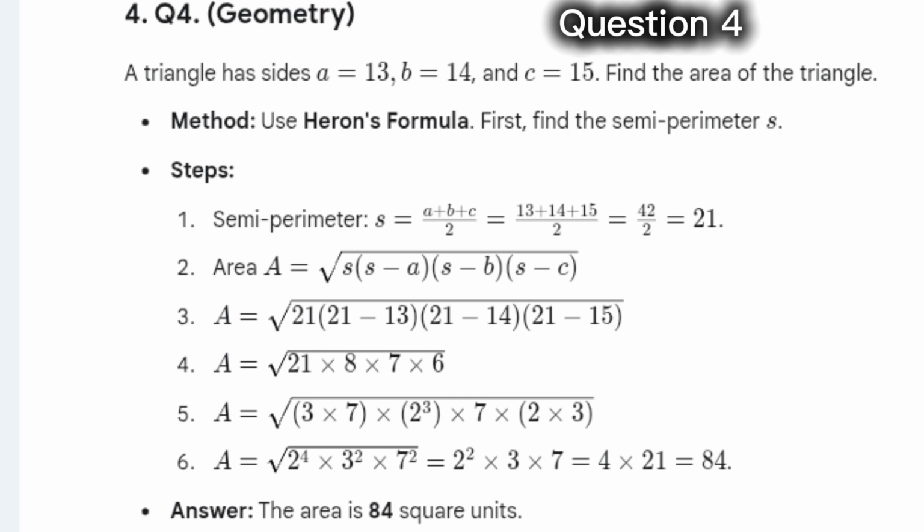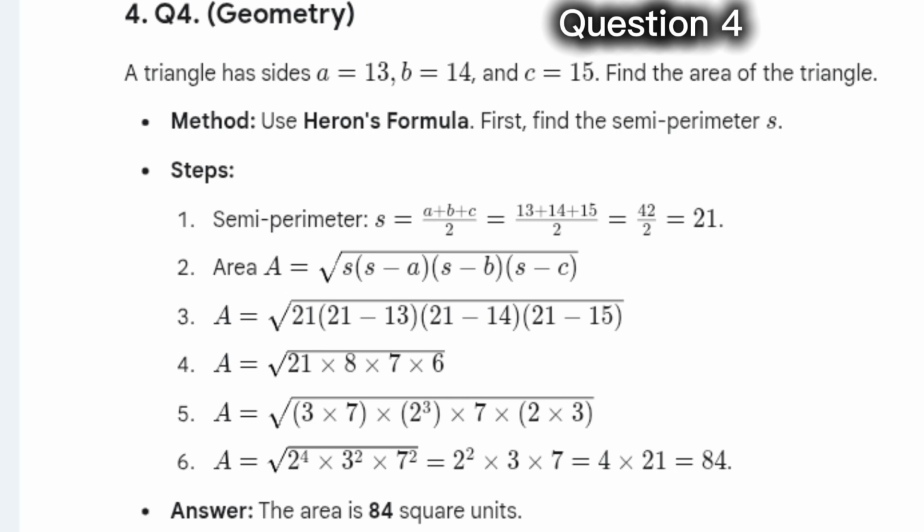The semiperimeter S equals 21. Step 2. Apply Heron's formula. The area equals the square root of S times (S minus a), (S minus b), and (S minus c). The calculation. We substitute the values. Area equals the square root of 21 times (21 minus 13) times (21 minus 14) times (21 minus 15). This is the square root of 21 times 8 times 7 times 6.